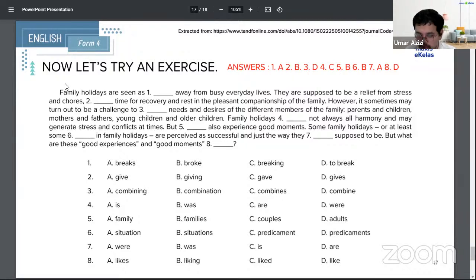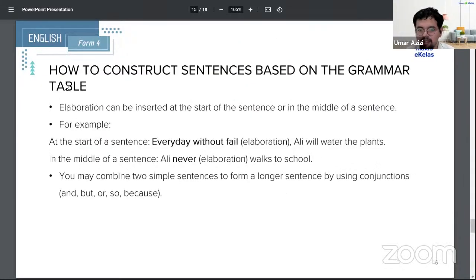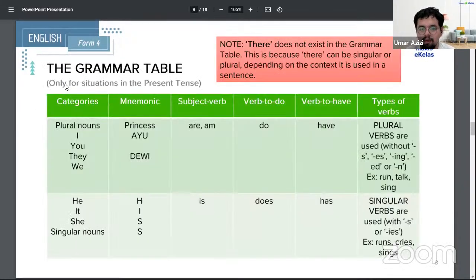The way you want to approach this is to have your grammar table by your side, and then refer to it and use it as many times as possible. And as always, try and remember through the memory devices, which was Princess, and his. Almost there. Let's check it again. It was Princess Ayu Dewi.